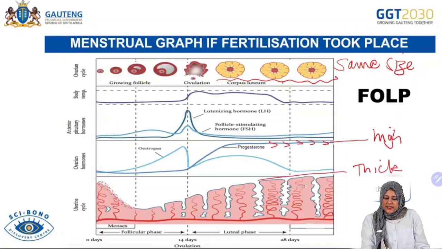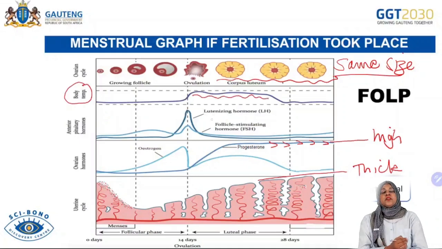And then if you look at an interesting graph here, that is body temperature, you can see at the time of ovulation, your body temperature increases. So you will know when you are ovulating, when your body temperature increases slightly and drops after that. Okay, let's move on.